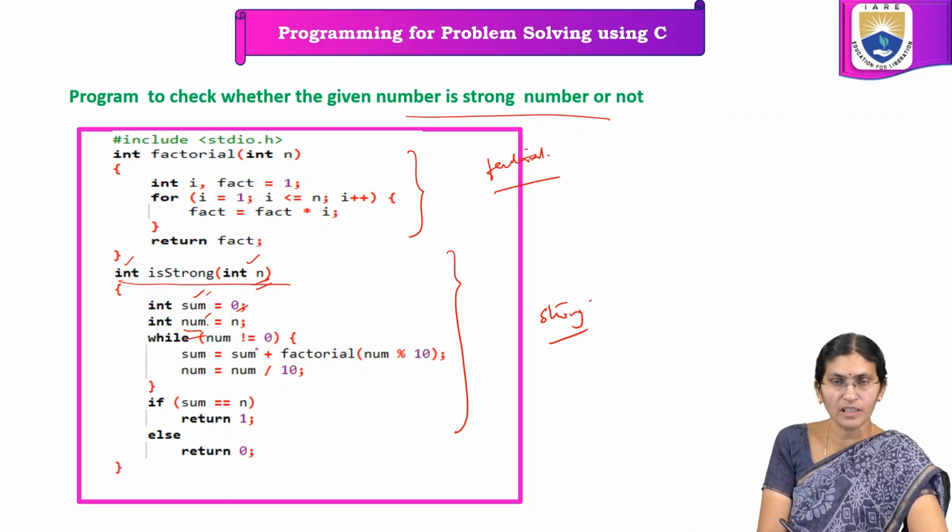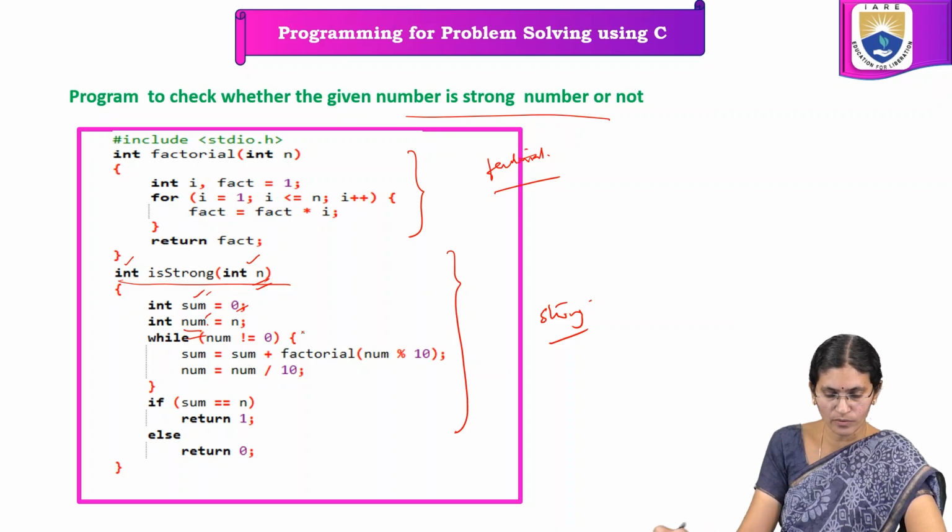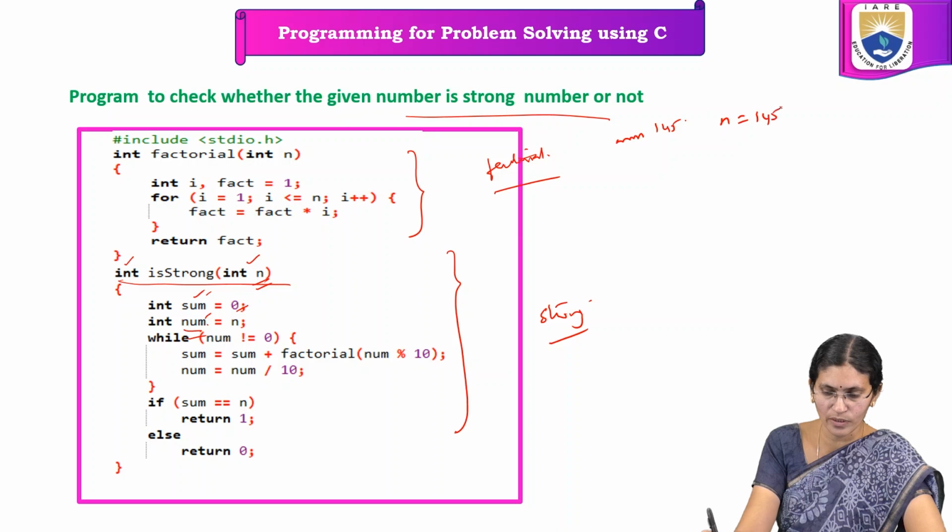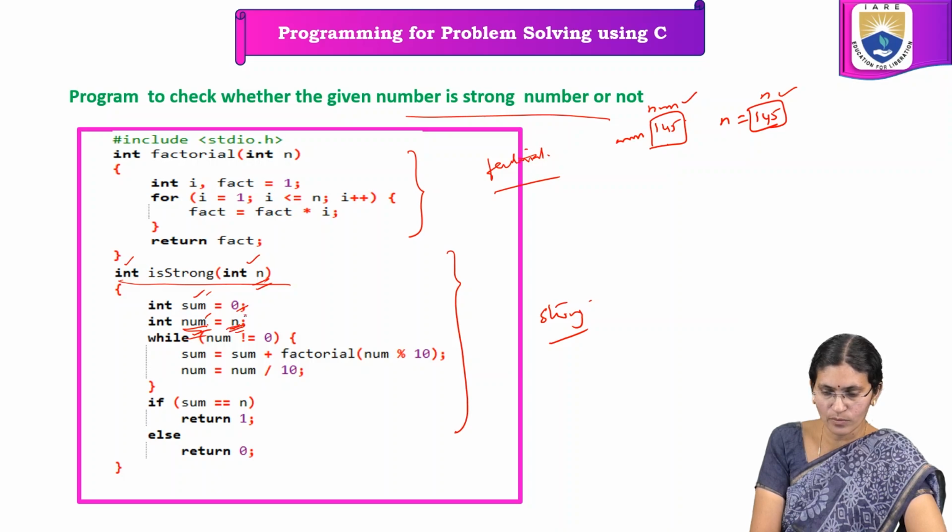Next, this condition we are checking: while num is not equal to 0, sum is equal to sum plus factorial of num mod 10. Suppose we have given the number as 145. So this is the num value. Now n is also equal to 145. The num value is 145, which the user has given, and that same value is assigned to n. So n is also equal to 145.